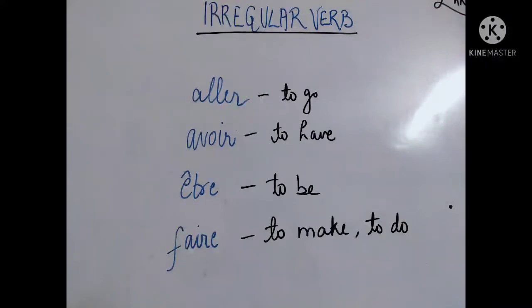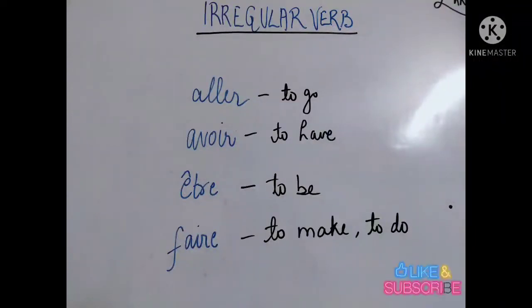So why are irregular verbs called irregular? Because as its name indicates, they do not follow any similar pattern, any similar conjugation. So that's why they are called irregular verbs. There are four verbs which are very common and highly irregular: aller, then we have avoir, être, then faire. These are the four common verbs which are very much irregular and widely used.